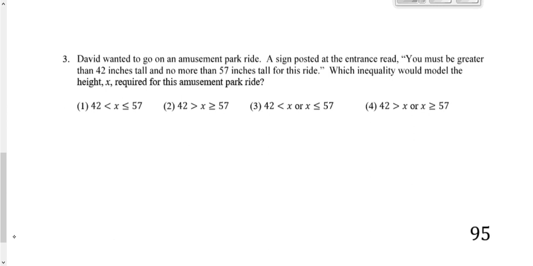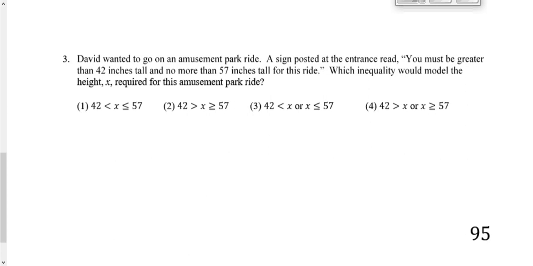Should be pretty straightforward, but read that over on your own. Let's see what the answer is. If you have to be greater than 42 inches tall, can you be 42 inches tall? No, because 42 is not greater than 42, it's equal to. So is it going to be a greater than or equal to sign for 42, or just greater than without the equal to, the way you read it? Given that, what choice will this be, guys?